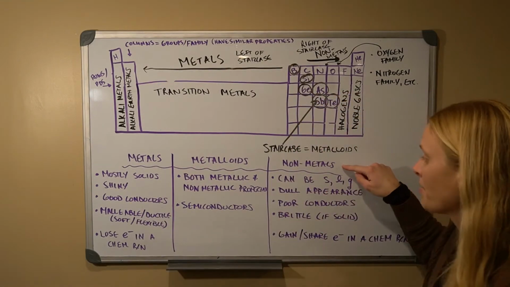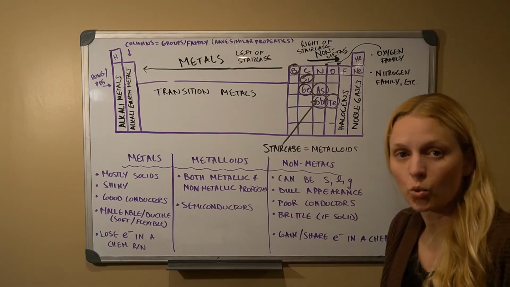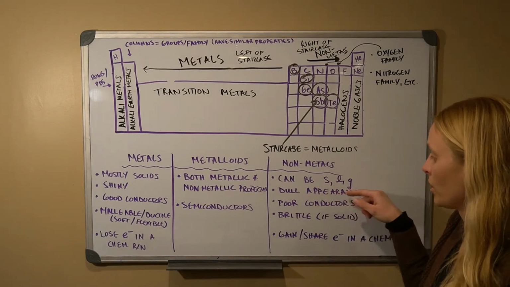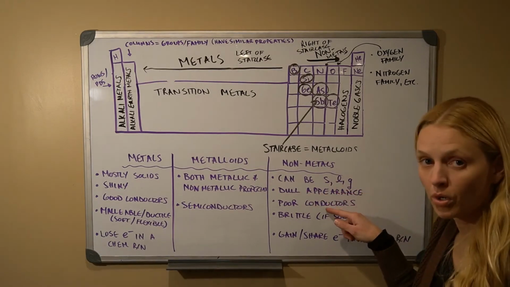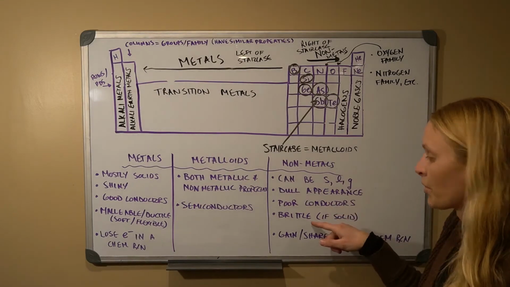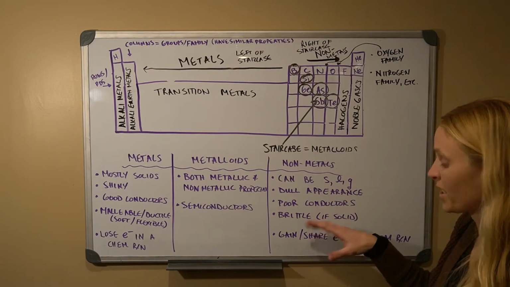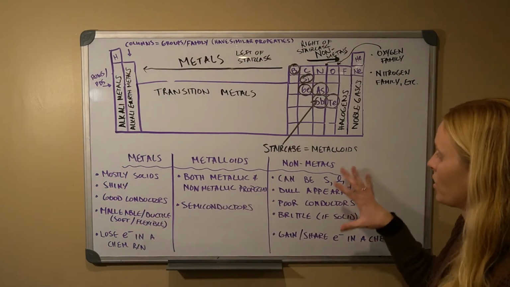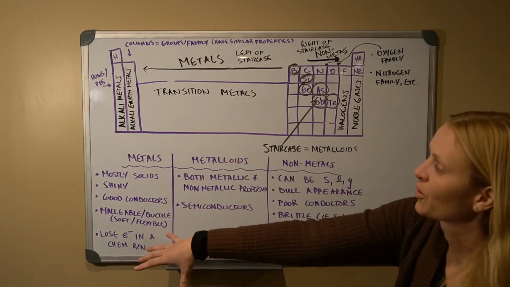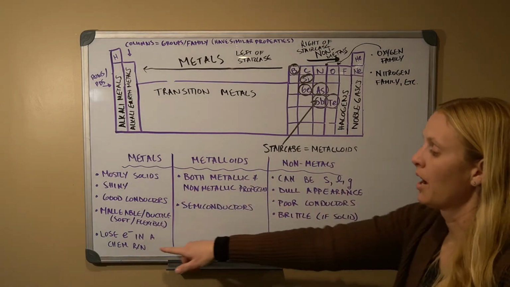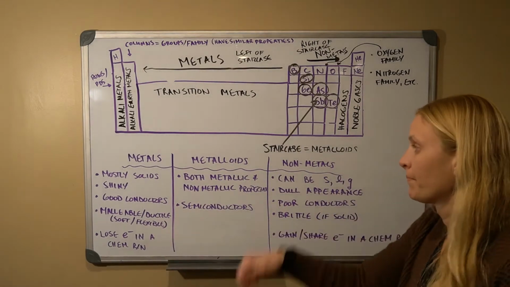The nonmetals can be solids, liquids, or gases. They're usually dull in appearance. They're very poor conductors. They're brittle if they are solids, and they will gain, share, or take electrons from the metals. So the nonmetals will take the electrons that the metals lose or give up to the nonmetals.